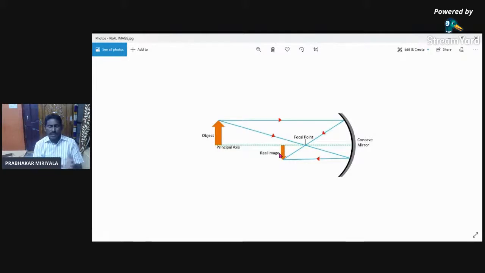So among images there are real, visual, and erect, inverted. If you observe, this is the real image. The real images are always inverted. All real images appear as inverted images.